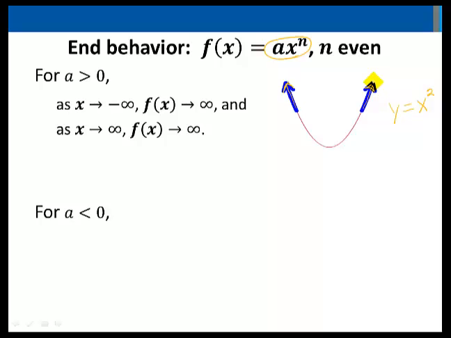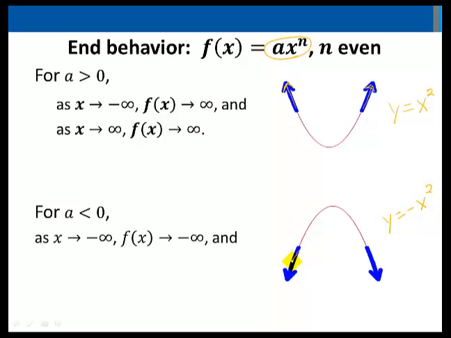If we have a less than 0 and n is even, our end behavior will resemble that of y = negative x squared. As x approaches negative infinity, f(x) approaches negative infinity, and as x approaches positive infinity, f(x) approaches negative infinity.